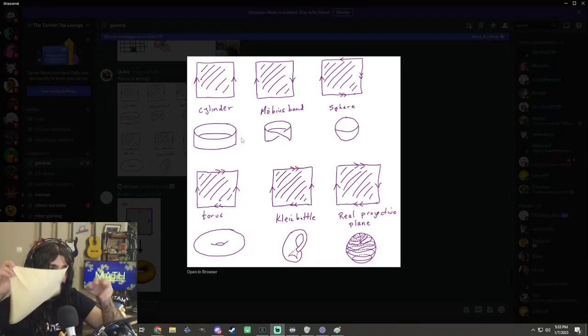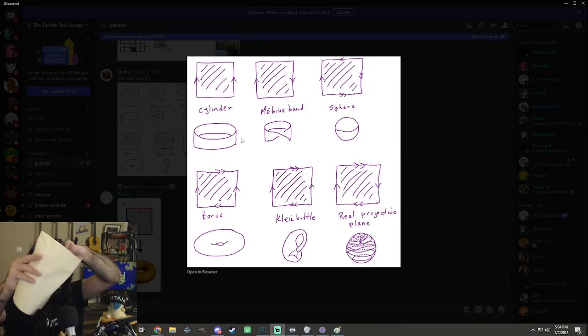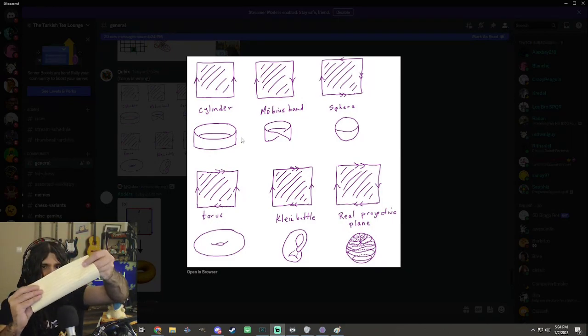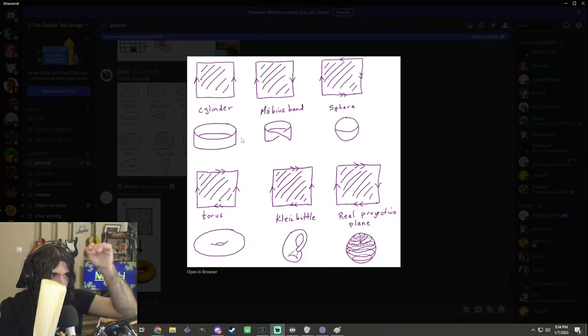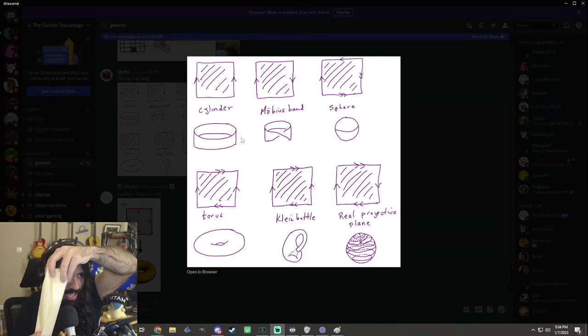But another way to make a sphere is to take a cylinder like this. So it's like a tube, it's a straw. And then you just pinch the two ends like that.